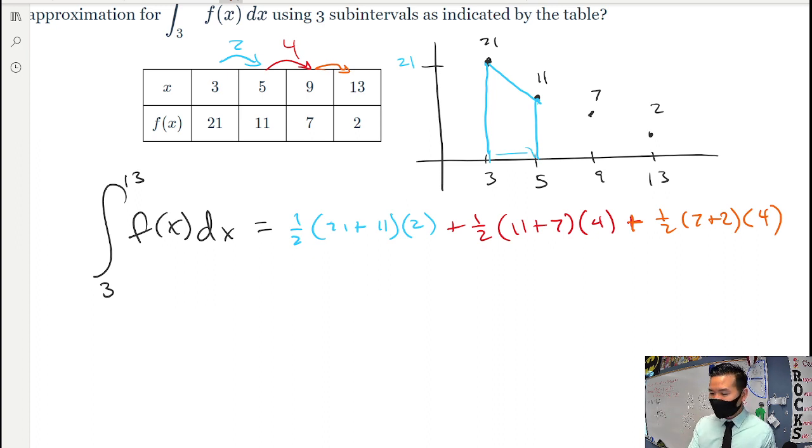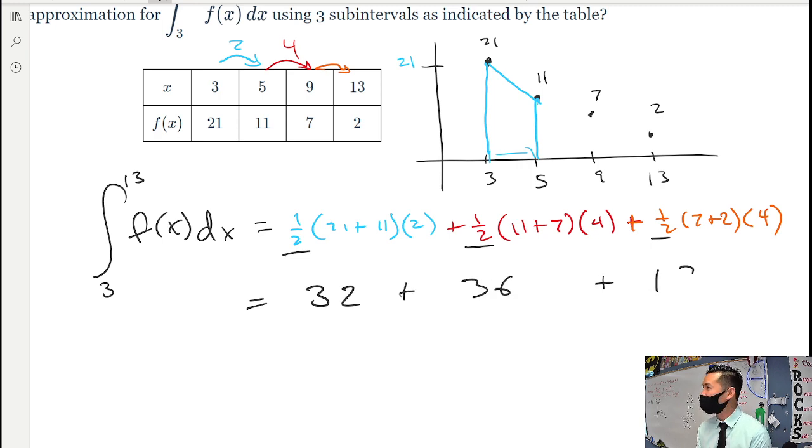Some of you have gotten a little more adamant about finding shortcuts, which is fine. You can write the 1/2 in front because they all have a 1/2. Calculating this all out, the first one comes out to 32. The next one is going to be 36. And the last one will be 18. So you get a total of 86. 86. Ta-da!